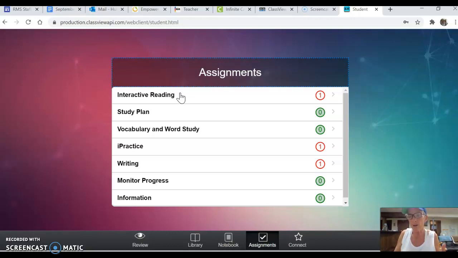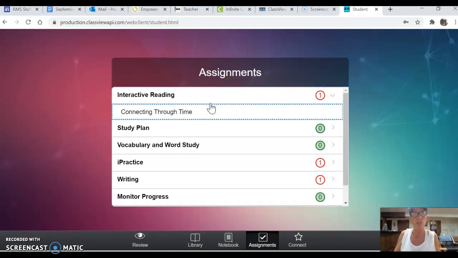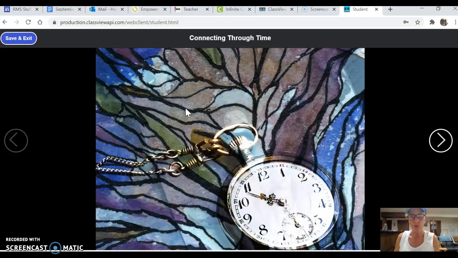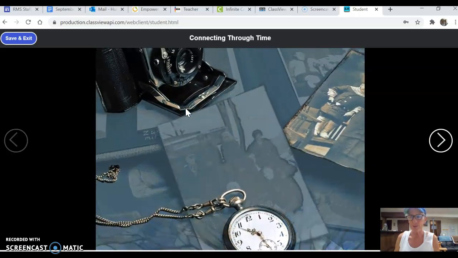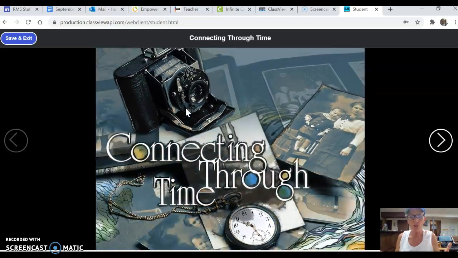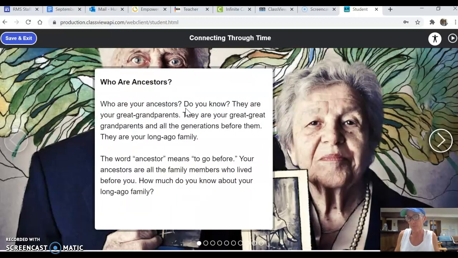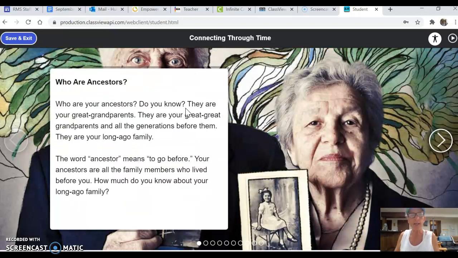So it's not very hard, but it is very interactive, okay? So yours, Brian, is connecting through time. So you just click on it and look what happens. Ooh. It's like reading a small story. Some of them are going to be stories. Some of the text will be like newspaper articles, things like that. So this is a real story, okay? Ancestors. So yours is about ancestors.